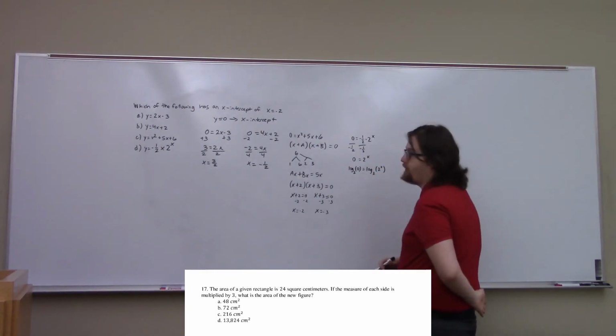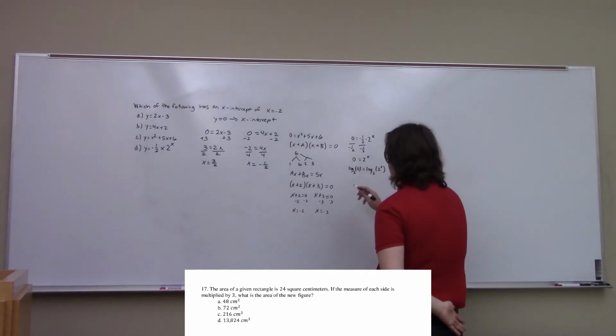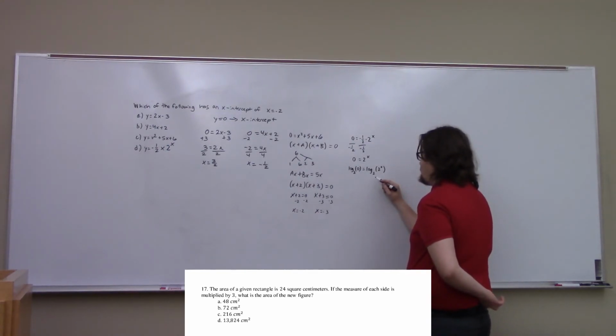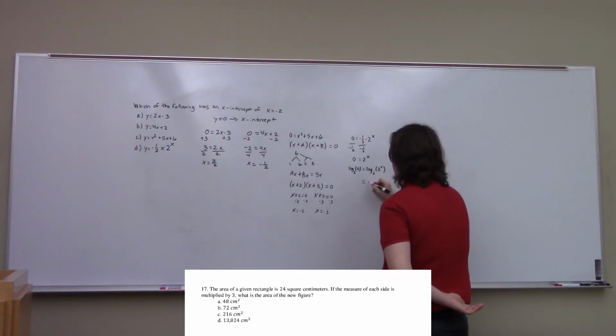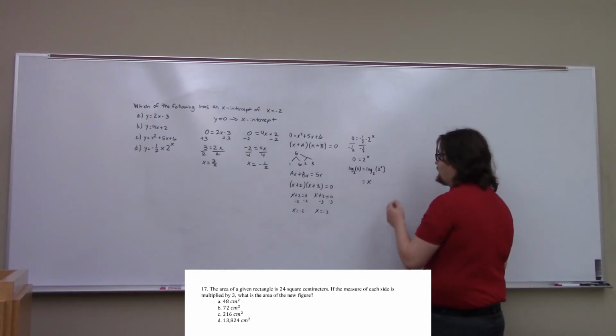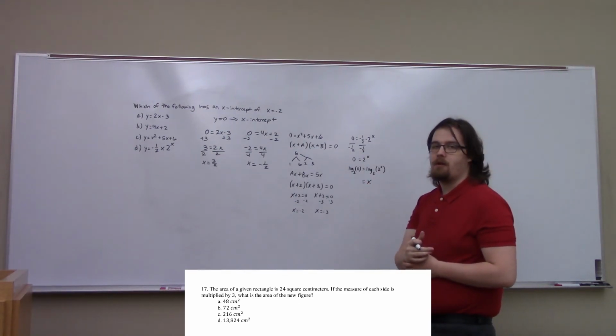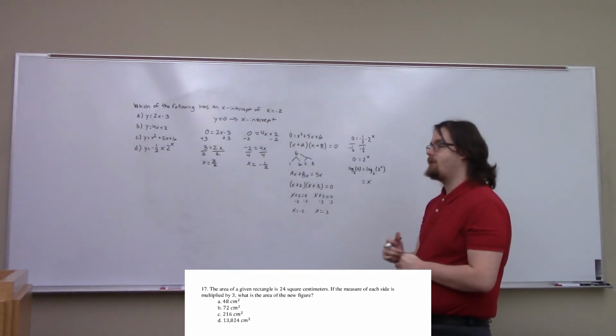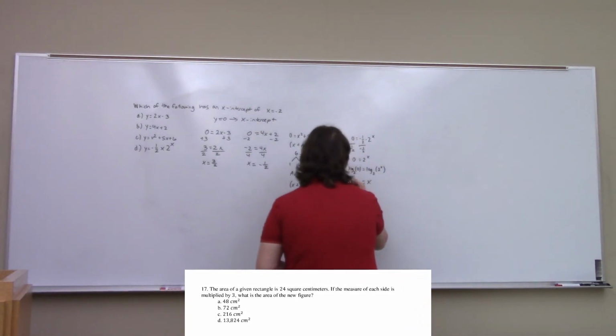So the logarithm of 0, we'll get to that in just a second, but the logarithm base 2 of 2 to the x gives us on the right side just x, the 2 is canceled. Logarithm of any base of 0, however, is going to be undefined.